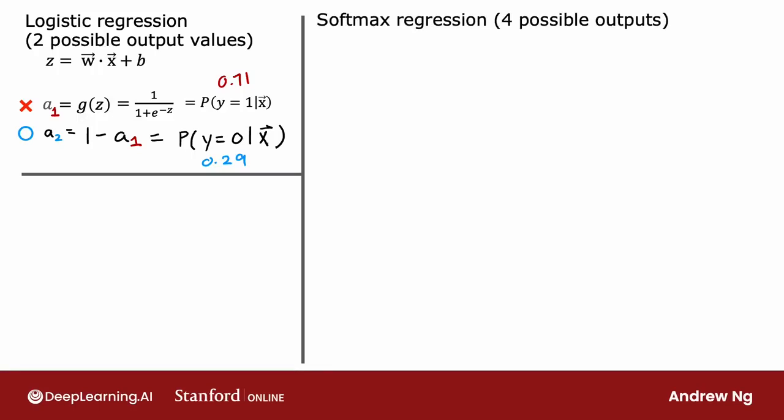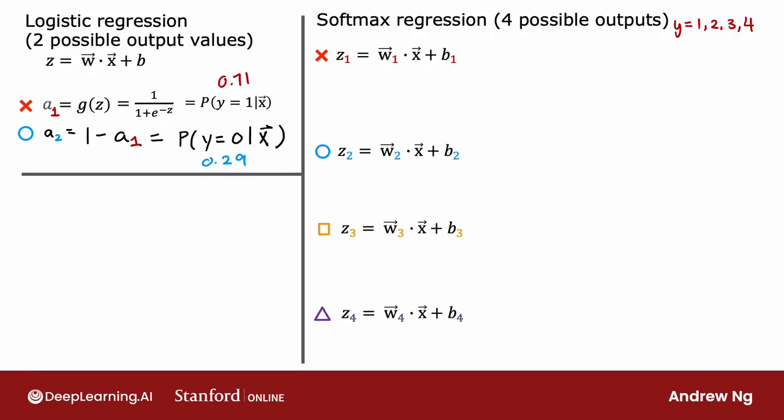And I'm going to do this with a concrete example of when y can take on 4 possible outputs. So y can take on the values 1, 2, 3, or 4. Here's what softmax regression will do. It will compute z1 as w1 dot product with x plus b1, and then z2 equals w2 dot product with x plus b2, and so on for z3 and z4. Here, w1, w2, w3, w4, as well as b1, b2, b3, b4, are the parameters of softmax regression.